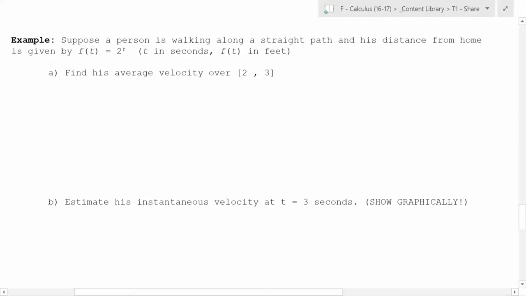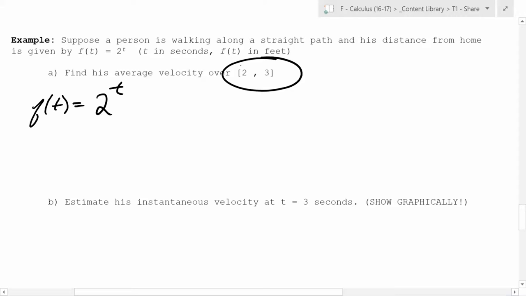So we're going to do one of these together, and then you're going to be set off to do one by yourself. It says, suppose a person is walking along a straight path, and his distance from home is given by f of t equals 2 to the t. I'll write it bigger. Find his average velocity over 2 to 3. This is part of the domain. So are those x values or y values right there?